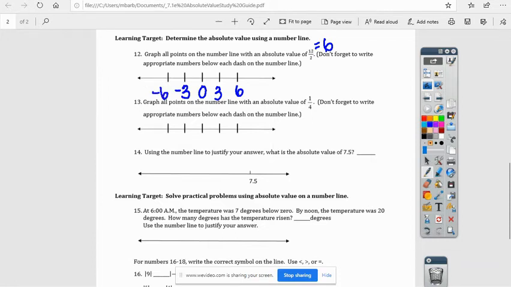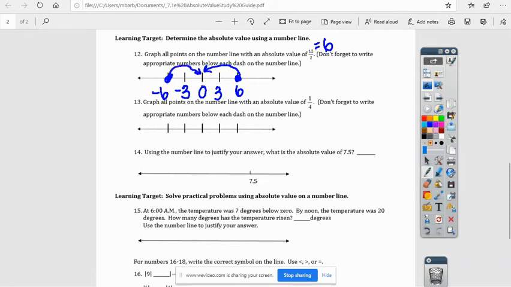And I need the absolute value of 6. So we know that 6 is going to be a point, and we know that negative 6 is going to be a point, because it's the same distance from 0. So 6 points and 6 points.